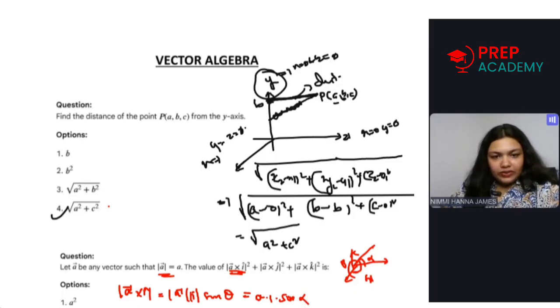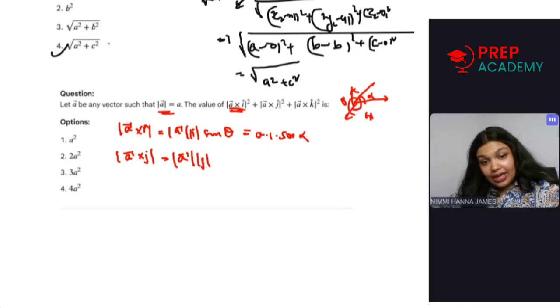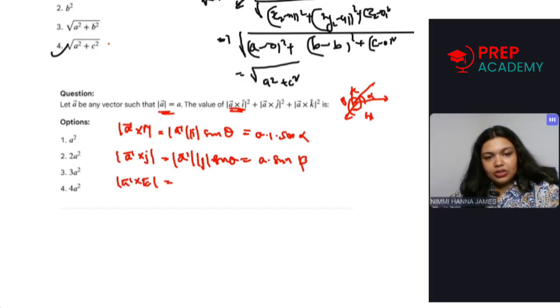Okay, now we'll take the next one, a cross j. A cross j is equal to, similarly, mod a mod j sine theta. Mod a is a, mod j is 1, into sine; alpha is changed, here it is beta. Then a cross k is equal to mod a mod k sine theta, that is a into sine gamma.